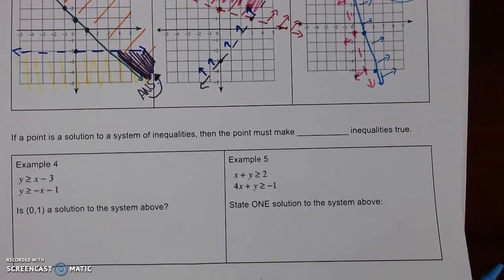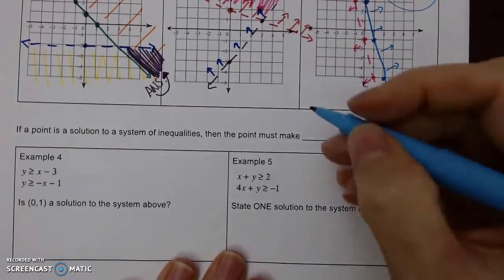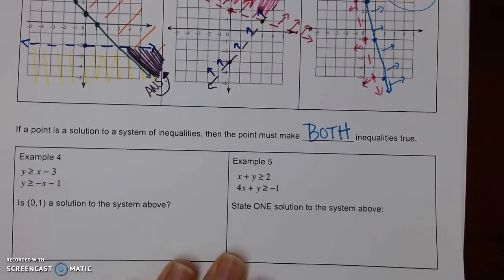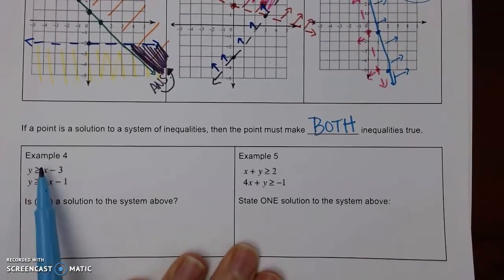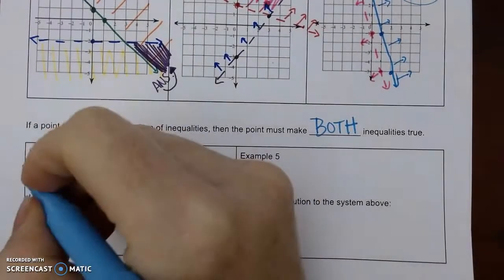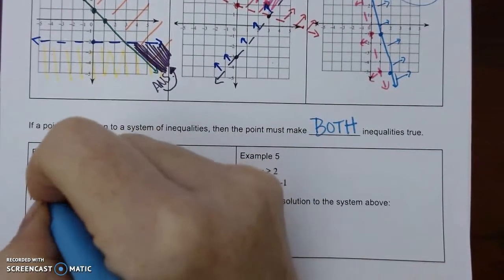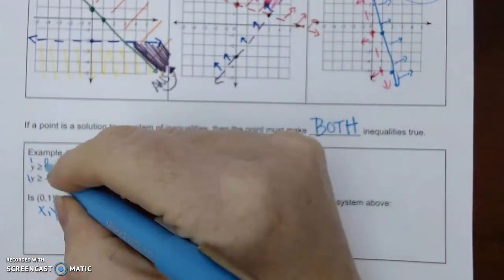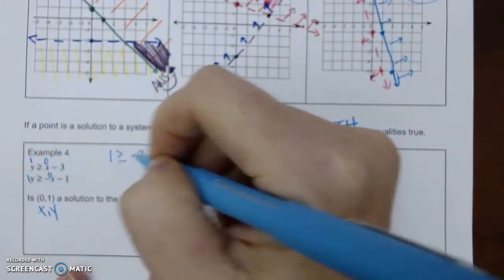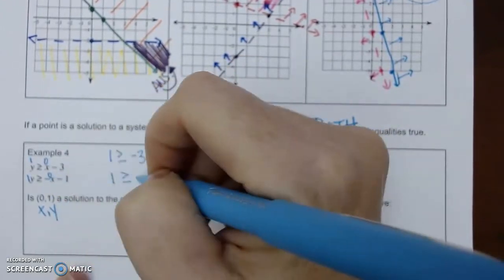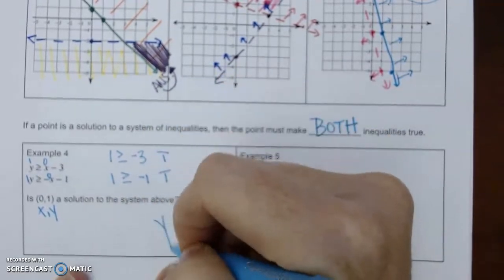If a point is a solution to a system, then the point must make both inequalities true. Everybody checks the first one, but they don't always check the second one. So let's look at our example. Is this ordered pair a solution? We need to substitute. If x is 0 and y is 1, we want to see if this is true. So 1 is greater than 0 minus 3, which is -3. That's true. Is 1 greater than or equal to 0 minus 1? Yes. So yes.